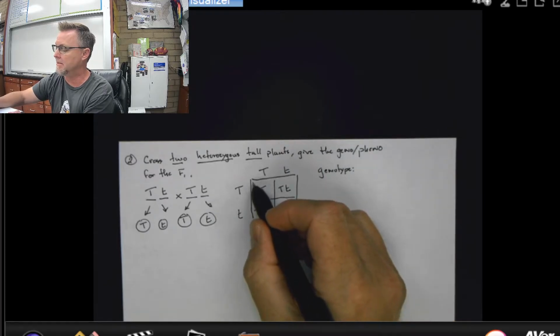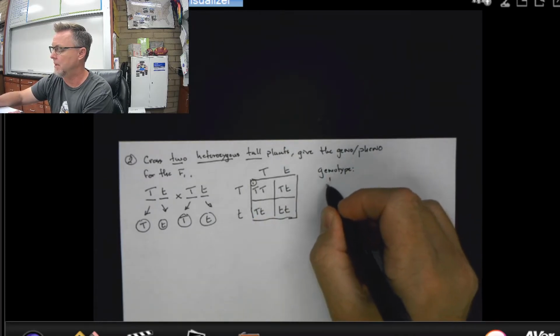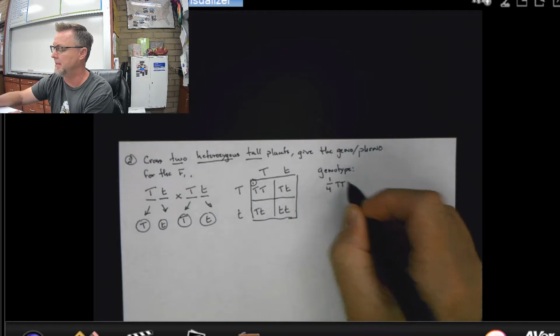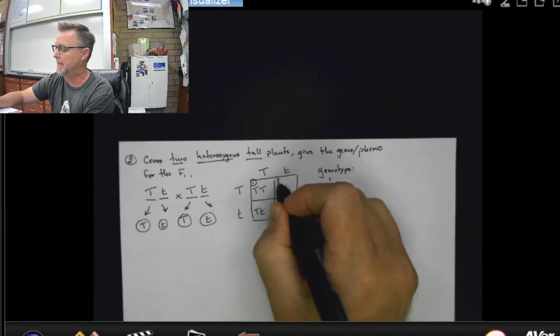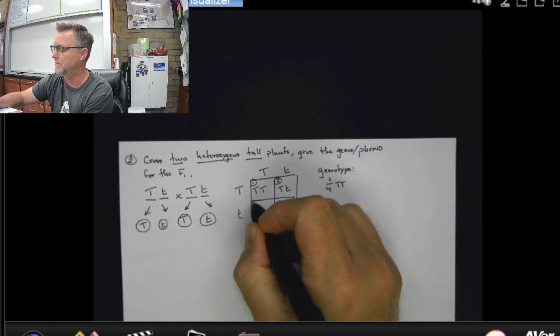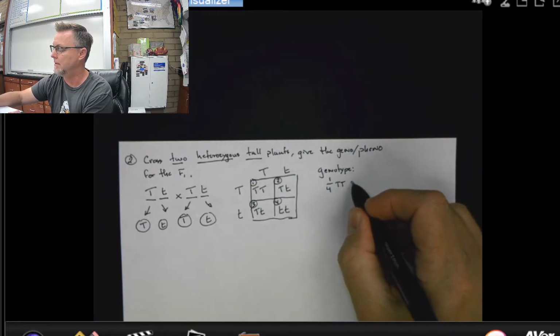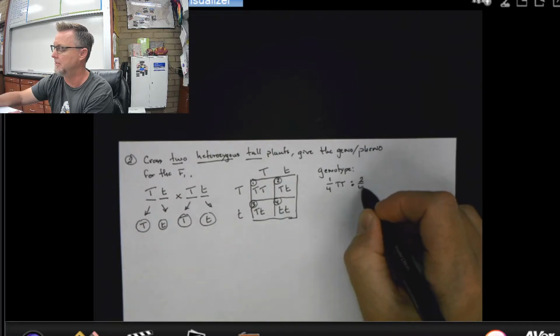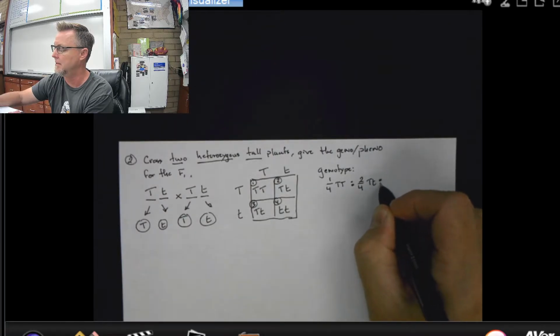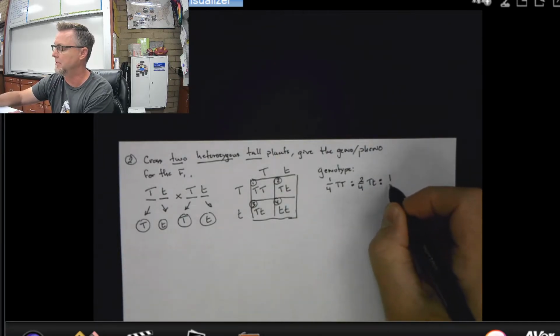Okay, how many boxes look like box 1? 1 out of 4 has big T in it. How many boxes look like box 2? Okay, 2 out of the 4. So we're going to make a ratio here. 2 out of the 4 are big T, little t. And you got 1 box left over. 1 out of the 4, little t, little t.